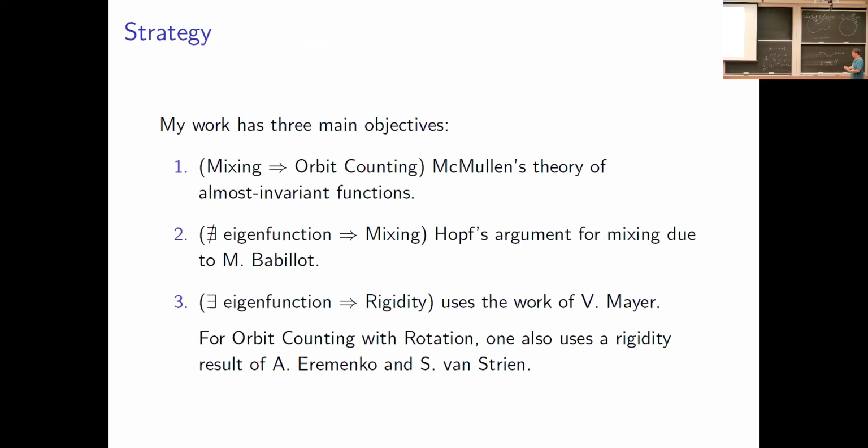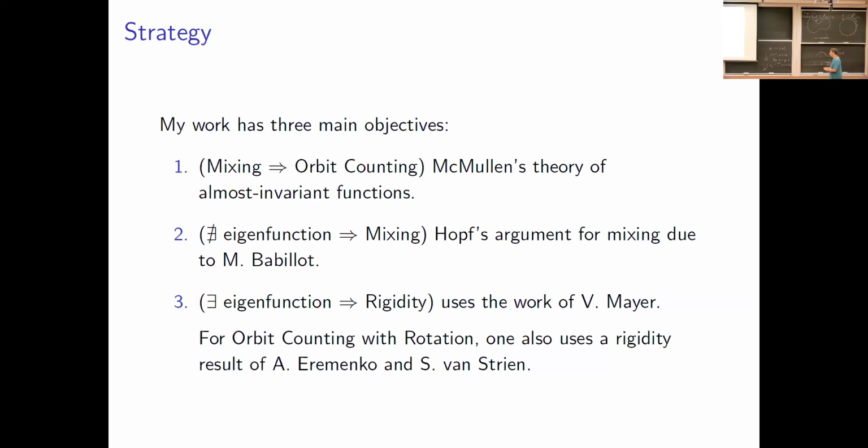So from what I have told you, my work has at least three main objectives. And in fact, it has a hidden secret objective, which I'll mention at the end. This is where Neil Dobbs is going to come in. So the first step is to go from mixing to orbit counting. And this uses McMullen's theory of almost invariant functions.